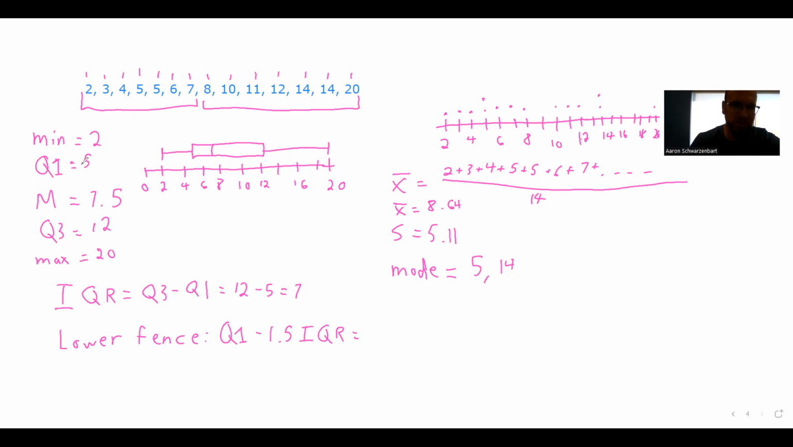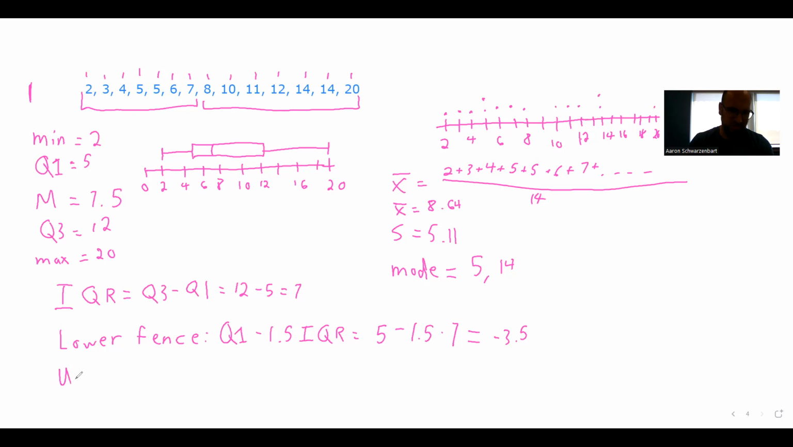Well, Q1 I have in my 5-number summary is 5. 1.5 times my IQR of 7, which I calculated just above here. 5 minus 10.5 is negative 3.5. I do not have anything less than negative 3.5. If I look at my data set, negative 3.5 is somewhere over here.